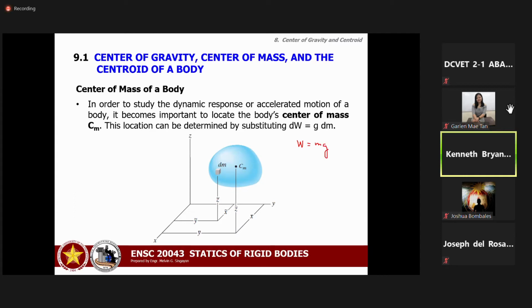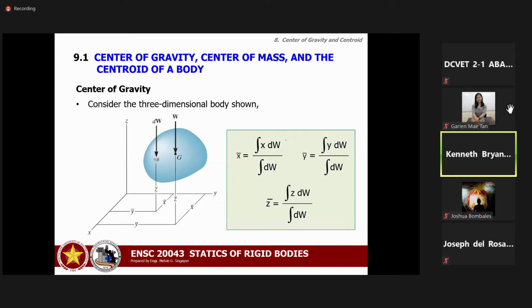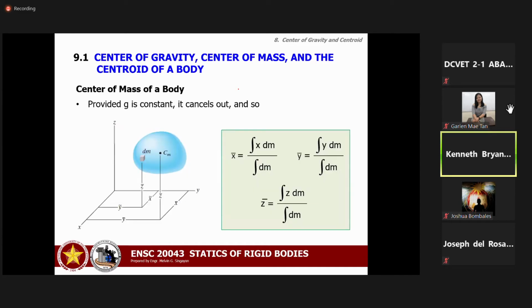So if you have a particle, dW is the differential weight acting on the differential mass. So we have dW is equal to dm times g. From the previous equation, we'll just replace dW by its equivalent dm times g. By doing so, provided that g is constant, it will cancel out.